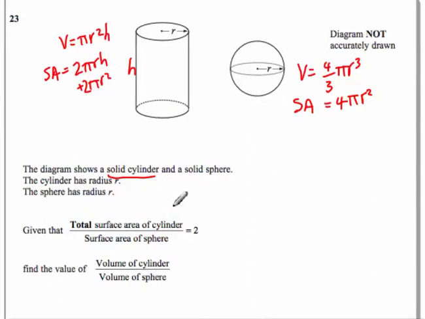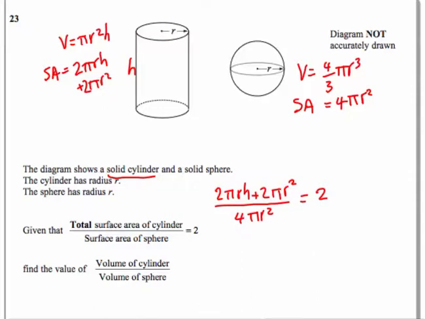So the total surface area of the cylinder is 2 pi rh plus 2 pi r squared, and we're going to divide that by the surface area of the sphere, which is 4 pi r squared. And apparently this equals 2. Now, this is interesting.